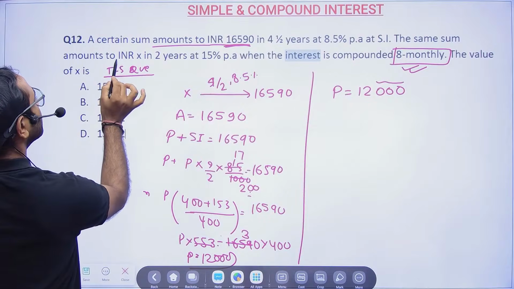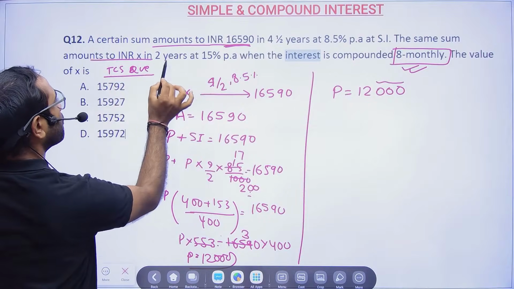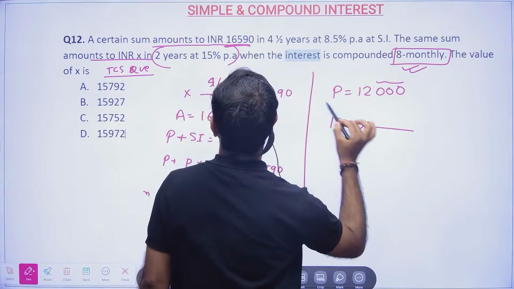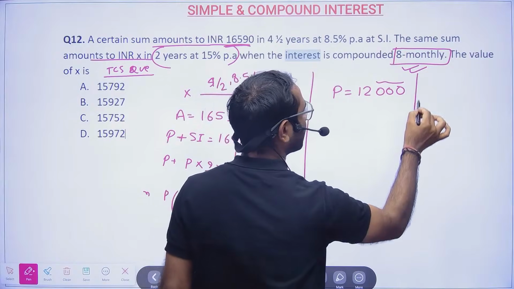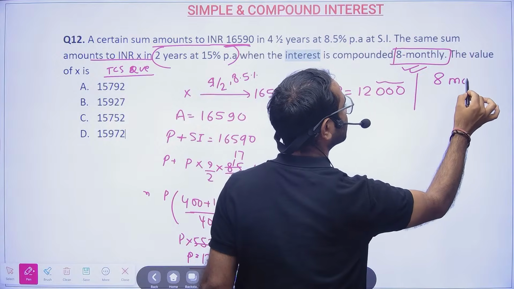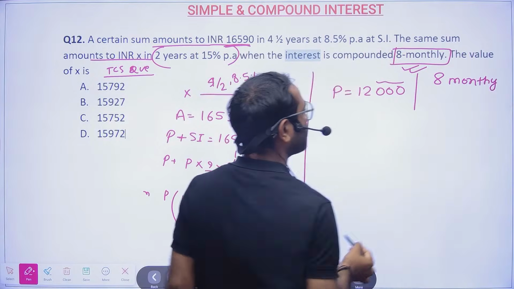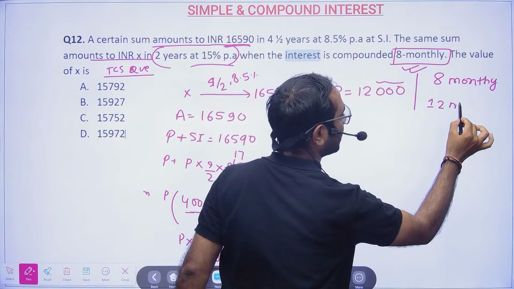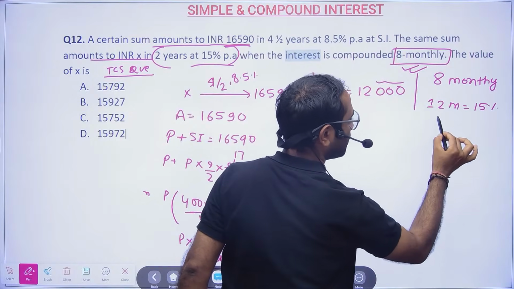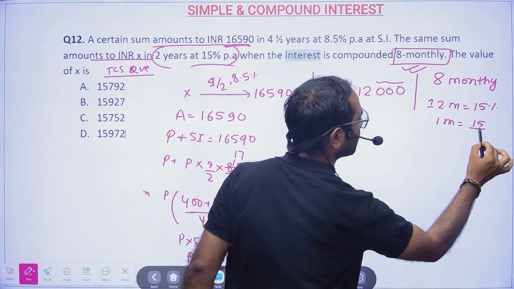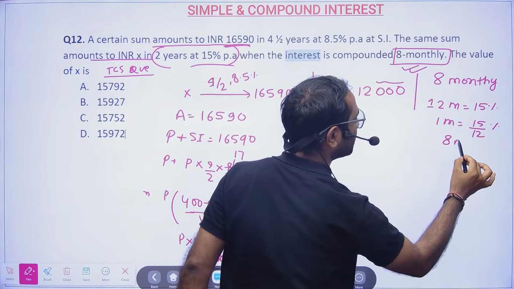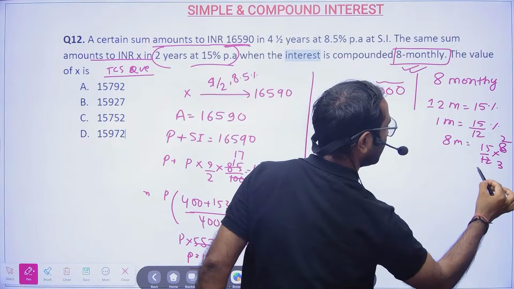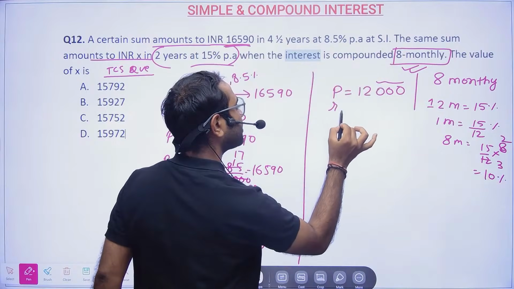Now they are telling you to find out the amount after 2 years at 15% per annum. So first year 12,000. Now here there is a tweak. Now it is 8 monthly. So if it is 8 monthly, then how will we calculate? They are telling 15% per annum. That means in 12 months we are getting 15% interest. So 1 month we will be getting 15 by 12%. So 8 months we will be getting 15 by 12 into 8. That means it will be 10%. So now my rate of interest is 10%.